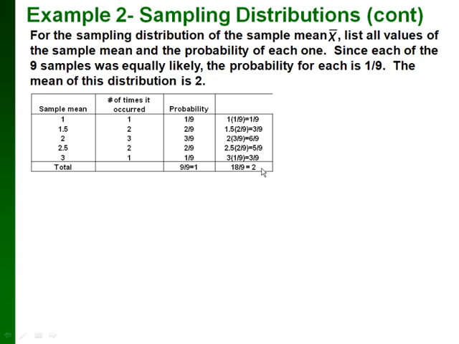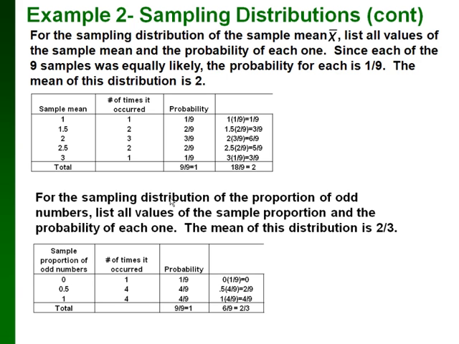If we want to find the expected value for our sampling distribution, this is just like what we did in Chapter 5. Our expected value for this sampling distribution would be 2. Now if we think about the population mean for our original spinner, our 3 possible results were 1, 2, and 3. If we found the mean of those three, it would also be 2. The expected value for our sampling distribution and our population mean are the same value.